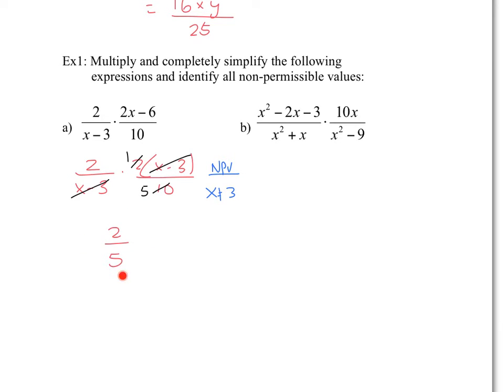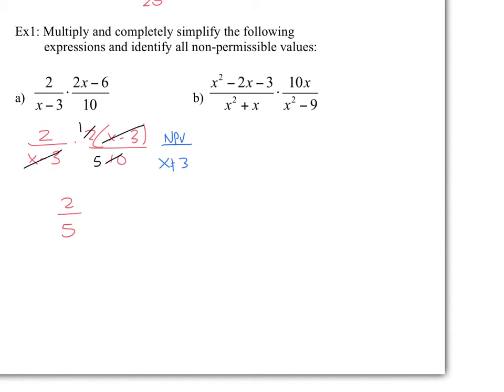What this is telling us is that for this expression right here, no matter what value of x you plug in, other than 3, it would give you 2/5. You could plug in x equals 1, x equals 5, x equals negative 1,000. All those values would simplify to 2/5. The only one you can't plug in is x equal to 3.